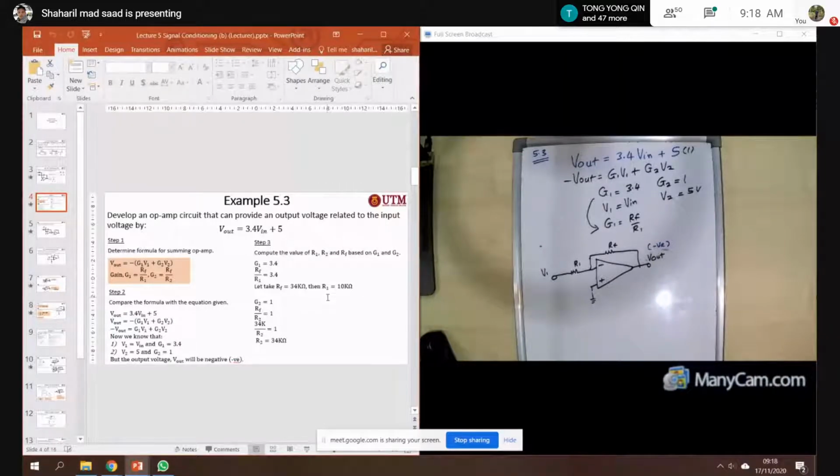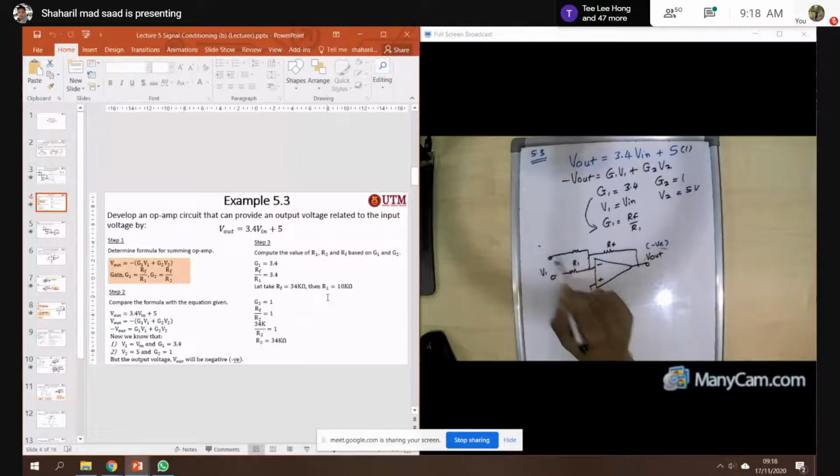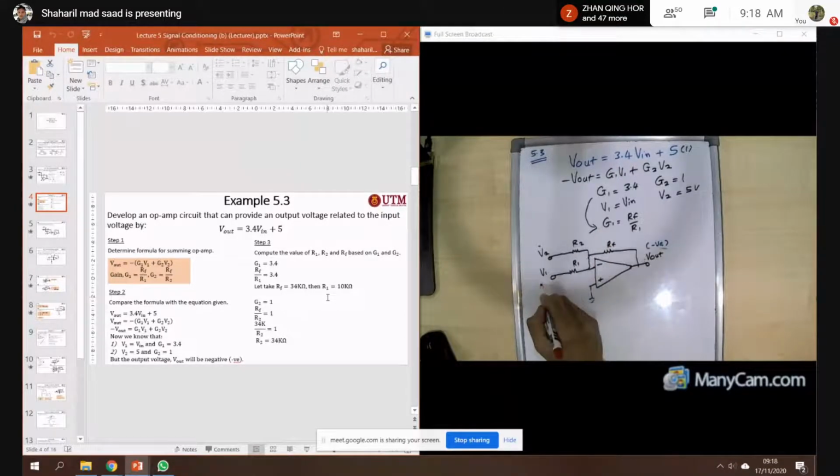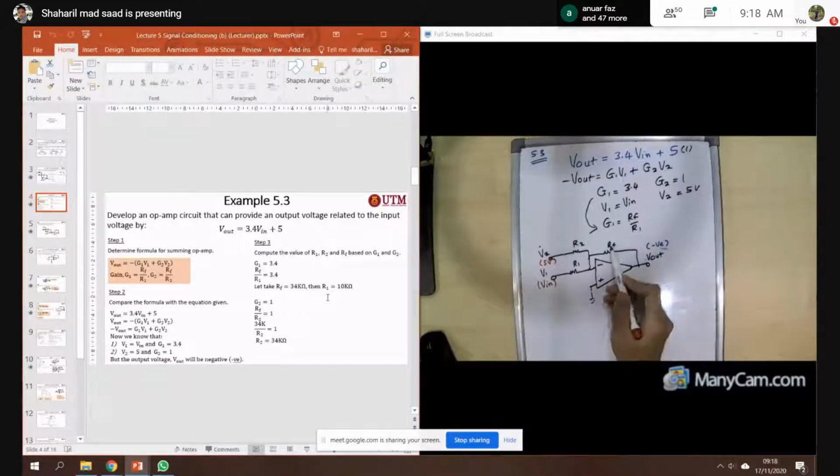So for the summing circuit, that means you have two inputs here, V1 and V2. So you have another input, this one the V2, this one the R2. Our objective is we want to find all of these values: RF, R1, R2, V1, and V2. V1 here is equal to V in, you already decided. V2 here is equal to 5 volt. Okay, done.